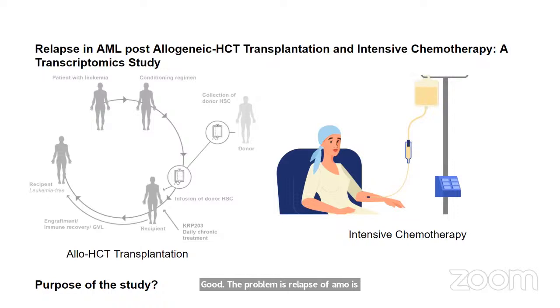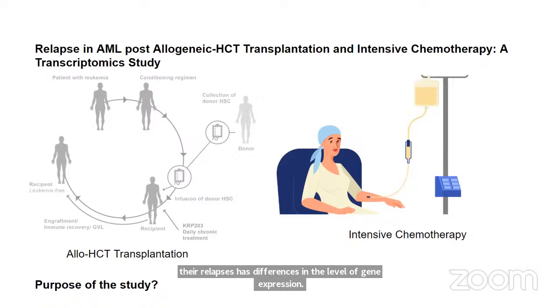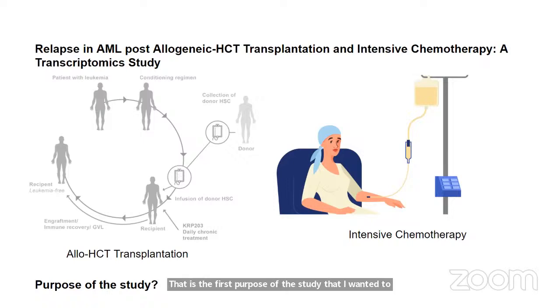So I wanted to study how these two treatment conditions and their relapses have differences in the level of gene expression. That is the first purpose of the study that I wanted to find out. And I also wanted to find out how in transplantation the AML would affect the neurological processes, because I found that many neurological disorders were implicated. So I wanted to study further. And for that, the transcriptomics course helped me.